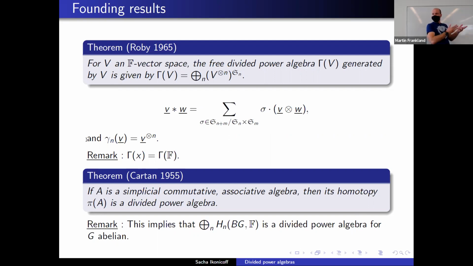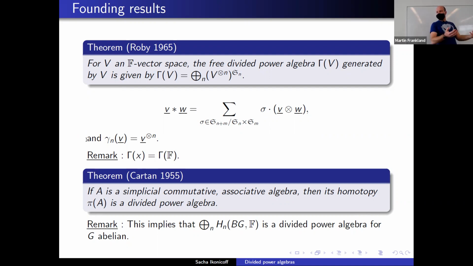Now, because I call that the free divided power algebra, I'm supposed to define the multiplication and divided powers on it. So first, the multiplication. If you take a tensor of length n, which I call v, and a tensor of length m, which I call w, and you suppose that those are invariant under the action of the symmetric groups sigma n and sigma m, then when you tensor them together, you get a tensor of length n plus m, which is invariant under the action of sigma n times sigma m.